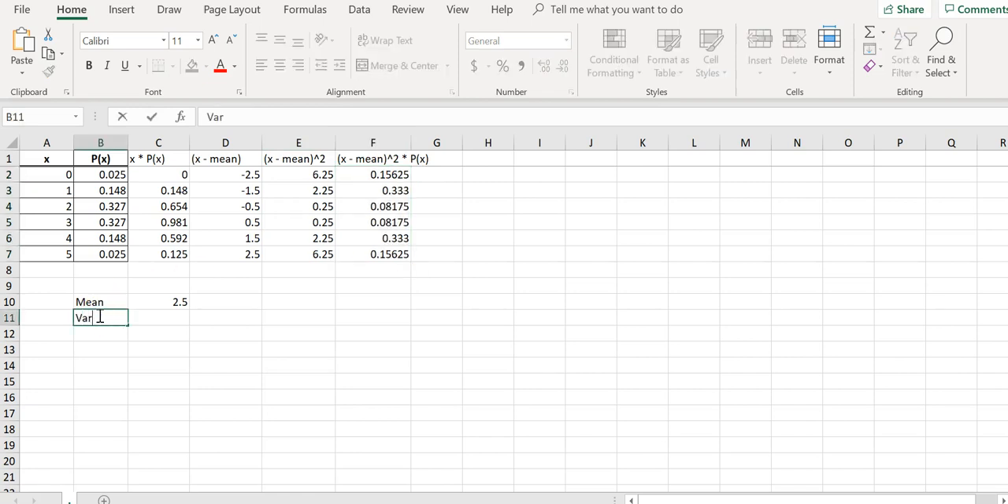So then my variance is the sum of that product, and the standard deviation is the square root of the variance. So then you get all three of your answers.